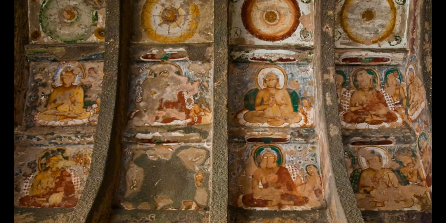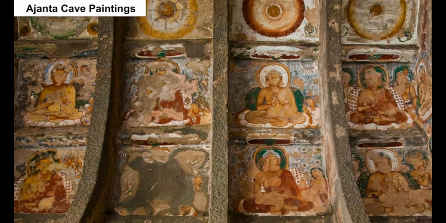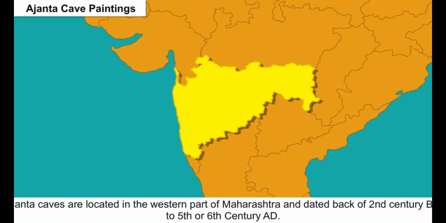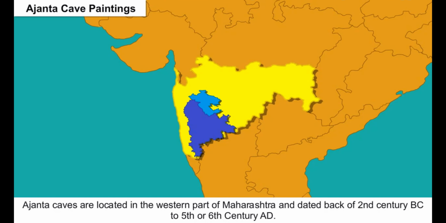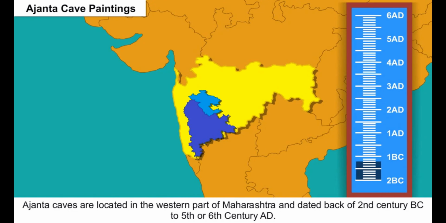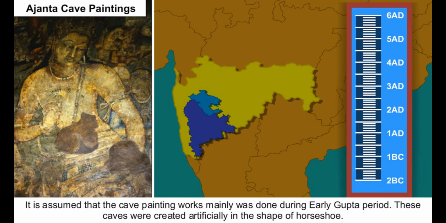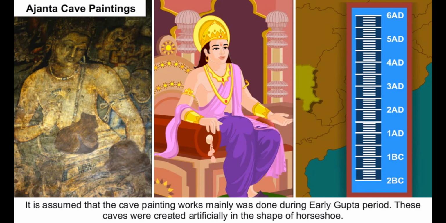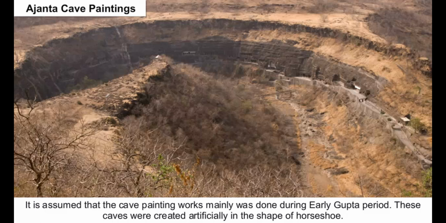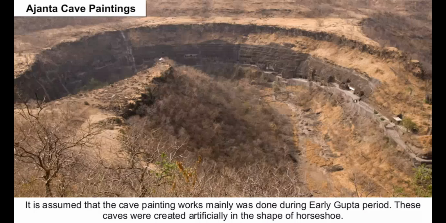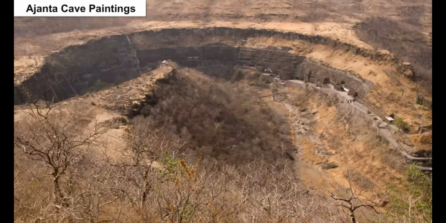Paintings. Ajanta Cave Paintings. The Ajanta caves are located in the western part of Maharashtra and date back to the 2nd century BC to the 5th or 6th century AD. It is assumed that the cave painting work was mainly done during the early Gupta period. These caves were created artificially in the shape of a horseshoe.